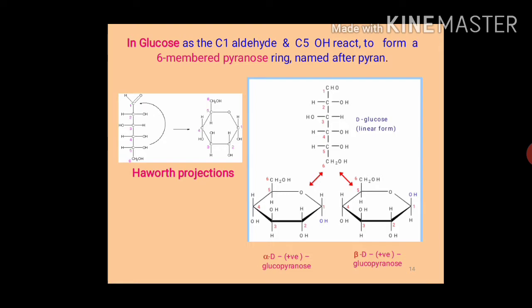First, draw the hexagon with its oxygen atom at upper right hand side. The terminal CH2OH group is always placed above the plane of the hexagonal ring. Then place all the groups which are present on the left hand side in Fischer projection formula above the plane of the hexagonal ring, and place all groups which are present on the right hand side in Fischer projection formula below the plane of the hexagonal ring. In this way, Fischer projection formula of glucose converts into Haworth projection formula.